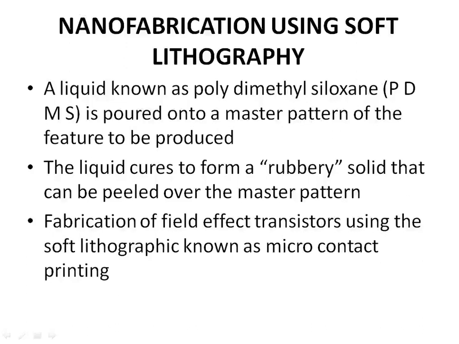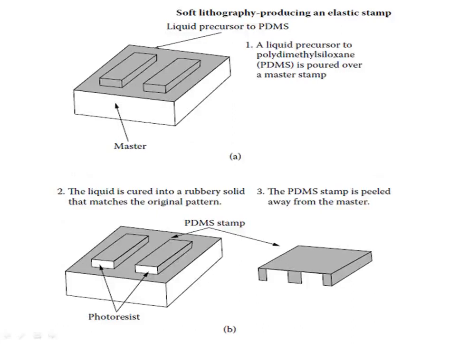Fabrication of field effect transistors using the soft lithographic technique known as micro-contact printing. Soft lithography, producing an elastic stamp. Figure illustrates the principle of the soft lithography technique. 1. A liquid precursor to polydimethylsiloxane, PDMS, is poured over a master stamp. 2. The liquid is cured into a rubbery solid that matches the original pattern. 3. The PDMS stamp is peeled away from the master.